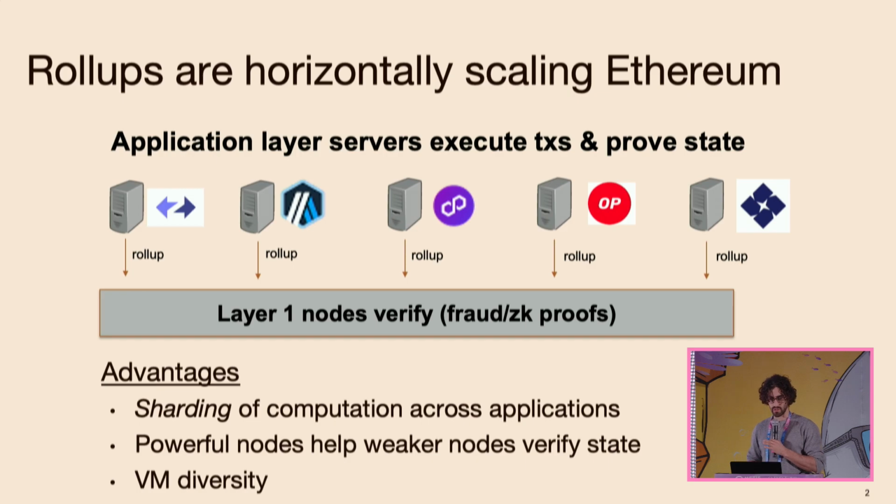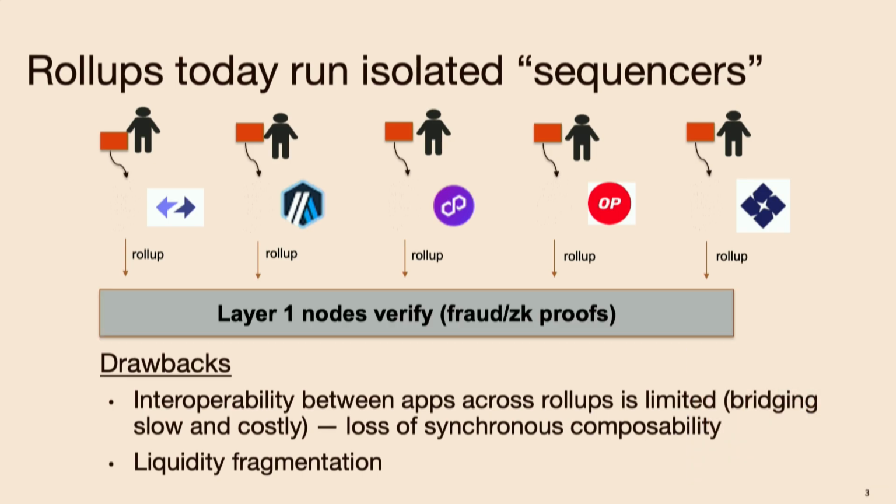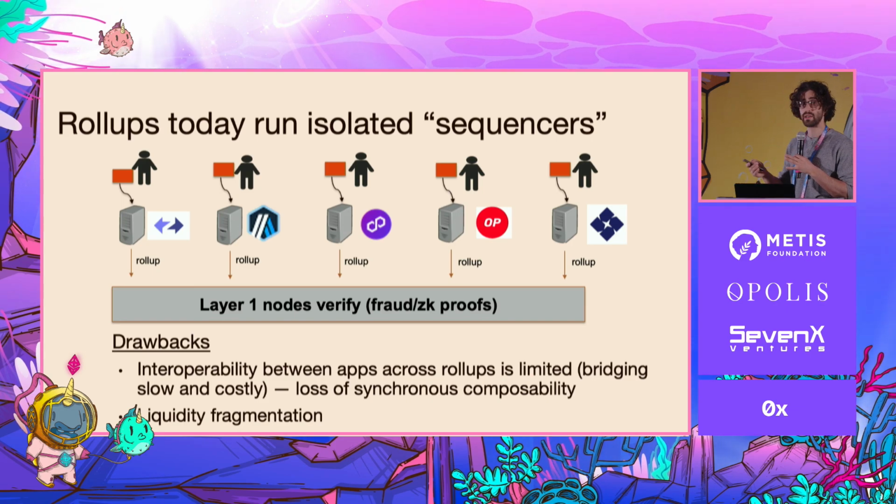So rollups are this wonderful innovation over the last few years that have brought tremendous benefits to the Ethereum ecosystem, scalability and virtual machine diversity in particular. But one of the things that rollups do today is they run what are called isolated sequencers. And this has a significant drawback. The drawback is that interoperability between applications across different rollups is very limited.